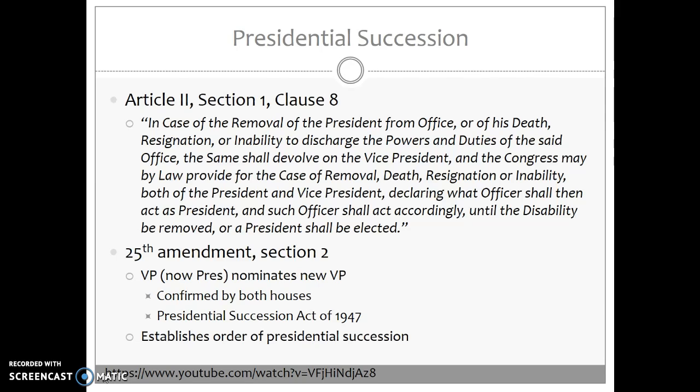So, when the 25th Amendment goes into effect, the vice president, who would become the president in the event of some issue, would nominate a new VP. That vice president would be confirmed by both houses instead of by vote. And that's according to the Presidential Succession Act of 1947.